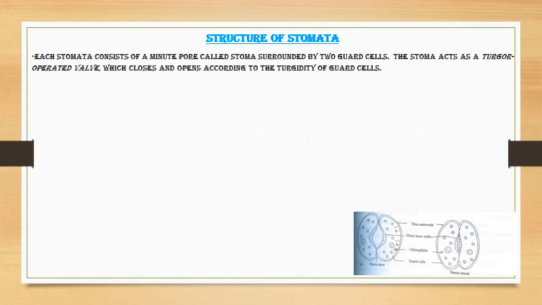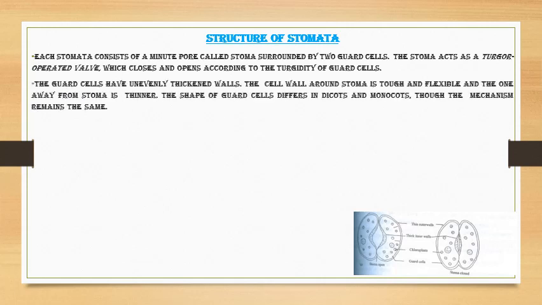Structure of stomata. Each stomata consists of a minute pore called stoma surrounded by two guard cells. The stoma acts as a turgor operated valve which closes and opens according to the turgidity of guard cells. The guard cells have unevenly thickened walls. The cell wall around the stoma is tough and flexible, and the one away from the stoma is thinner. The shape of guard cells differs in dicots and monocots, though the mechanism remains the same.